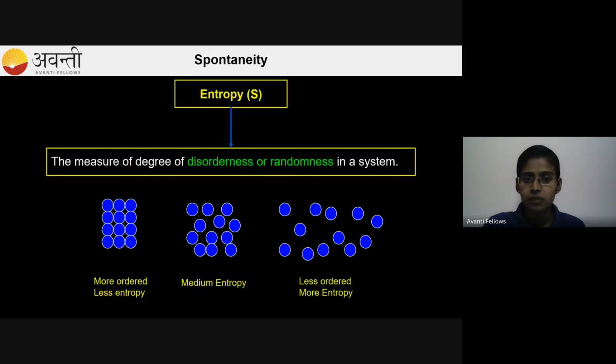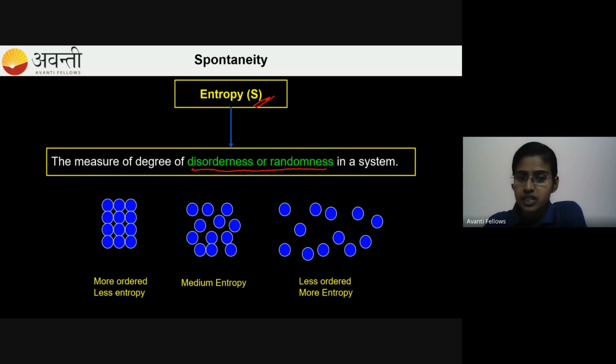Entropy is denoted by the letter S. It is the measure of the degree of disorderness or randomness in a system. It is a measure of the degree of disorderness or randomness.